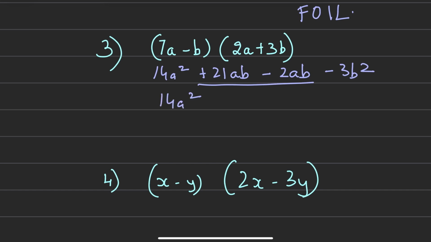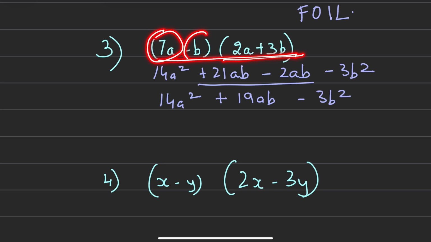14a square plus 21 minus 2. We have to subtract and write the sign of the greater number. Minus 3b square. If you will do the same thing by expanding the brackets, like first and then this full thing, you have to get the same answer, guys.